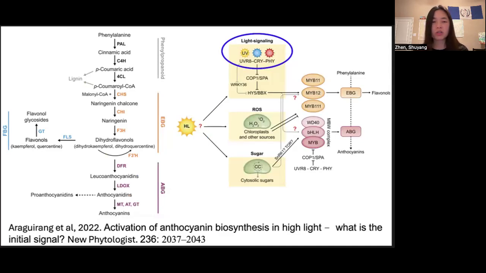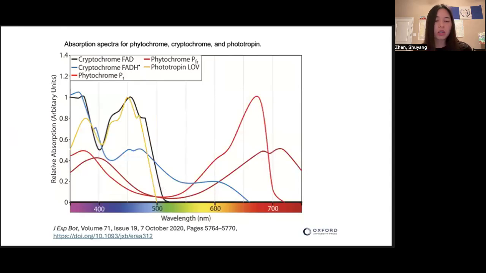So the photoreceptors such as UV-B photoreceptor UVR8 and the blue light photoreceptor cryptochrome and the red and far-red photoreceptor phytochromes are oftentimes involved, and it does require a good understanding of which spectral region those different photoreceptors are most sensitive to, and also how those different photoreceptors would differentially affect the accumulation of different phytochemicals.